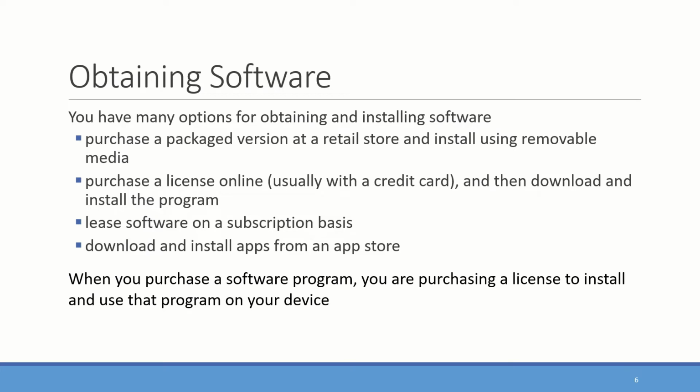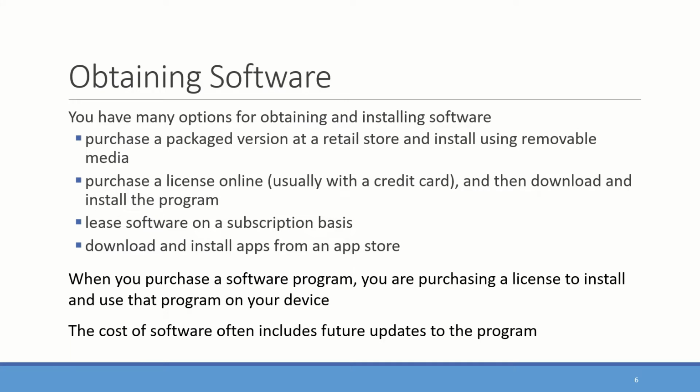When you purchase a software program, you are purchasing a license to install and use that program on your device. Some licenses allow installation on one device only, while others allow installation on multiple devices. It is your responsibility to ensure that you are complying with the licensing rules. The cost of software often includes future updates to the program.